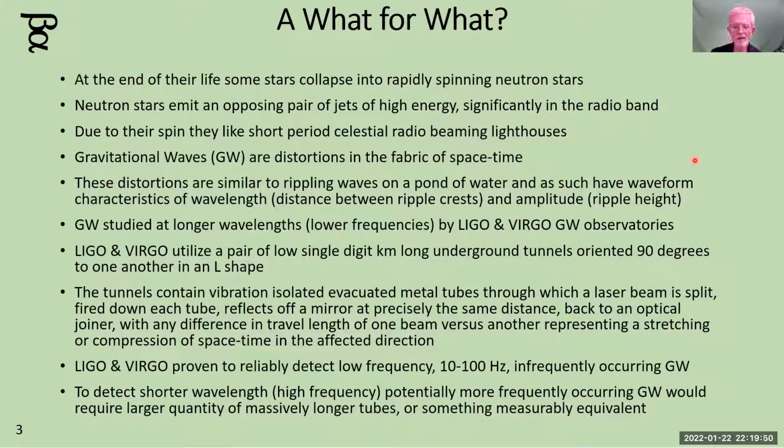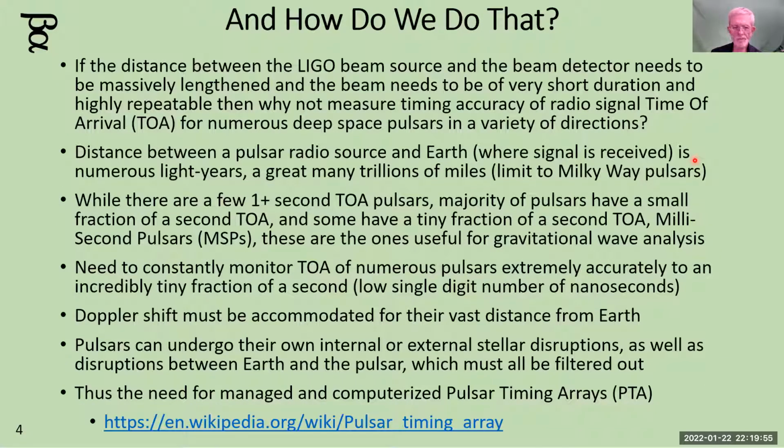Or they'd have to do something equivalent to having very long tubes. And that's where this comes in. If the distance was massively lengthened, then the duration of the travel time would be such that you could measure different kinds of gravity waves. And what they're doing is calculating the amount of time it takes for the pulsar to send the energy from the location of the pulsar to your radio receiver. That's called the radio signal time of arrival.